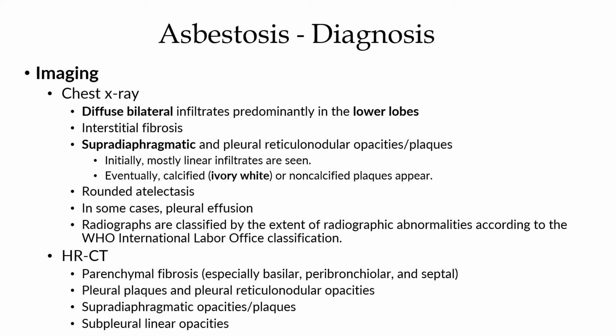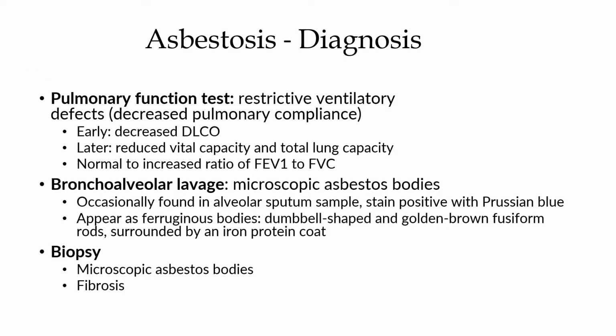High-resolution CT scan: parenchymal fibrosis, especially basilar, peribronchiolar, and septal. Pleural plaques and pleural reticulonodular opacities. Supradiaphragmatic opacities, plaques, subpleural linear opacities.